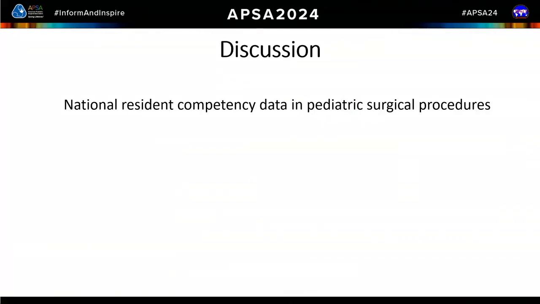And so in conclusion, this is the first study to analyze national resident competency data in pediatric surgery-specific procedures with the intent of providing recommendations for general surgery training and for the care of our pediatric surgery patients.